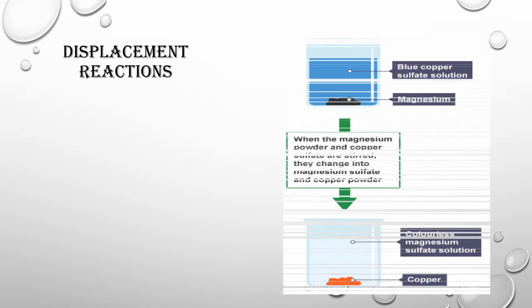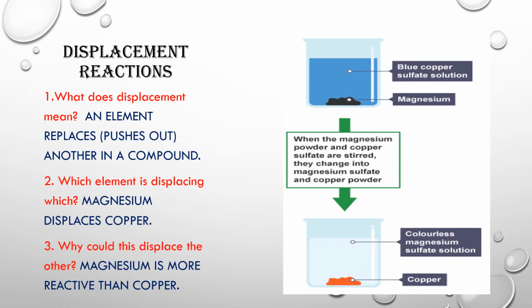Displacement reactions. In the diagram that I've put up, we have blue copper sulfate solution reacting with magnesium. What does displacement mean? An element replaces or pushes out another in a compound. Our compound is blue copper sulfate solution. Our element is magnesium. Which metal or element is displacing which?